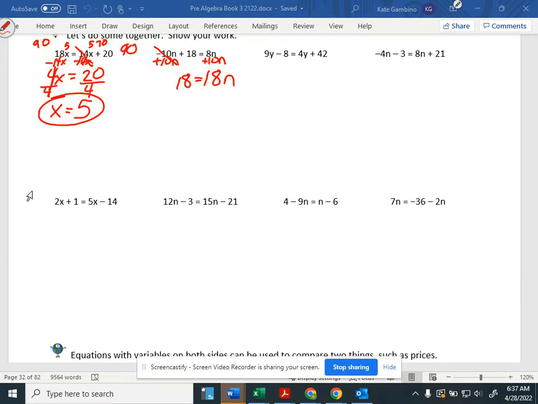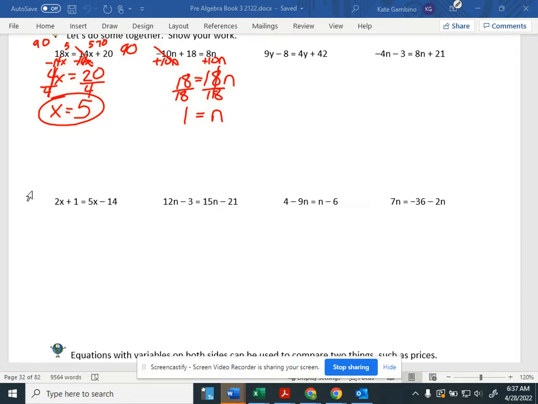Now I want my n by itself, so I'm going to divide by 18. 18 divided by 18 is just 1, so I have n all alone, equals 18 divided by 18, which is 1.